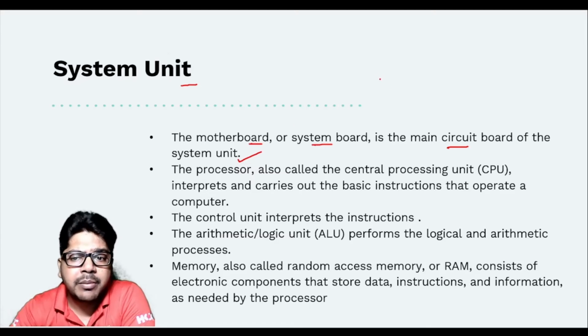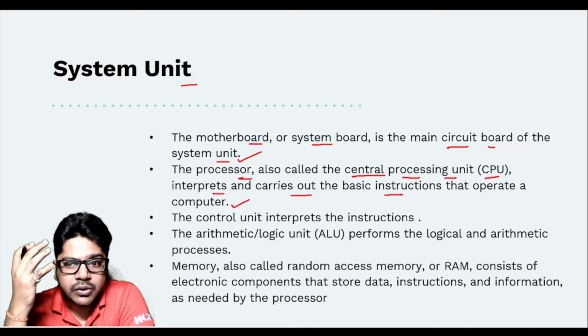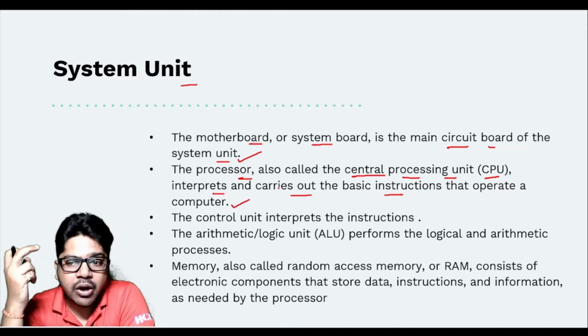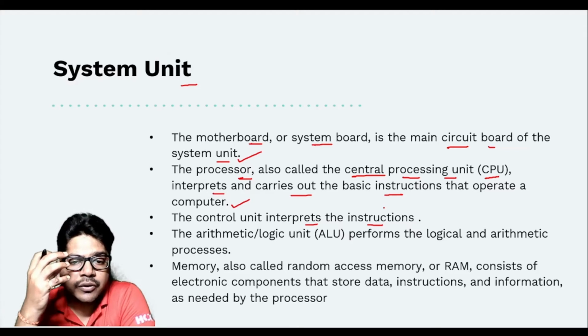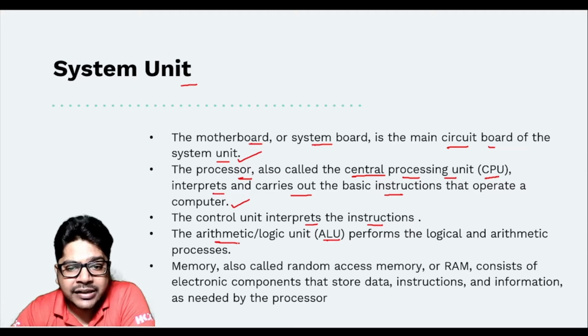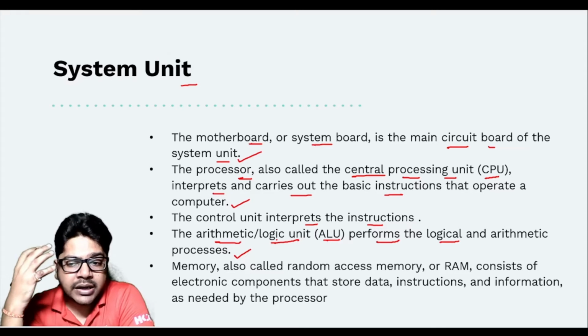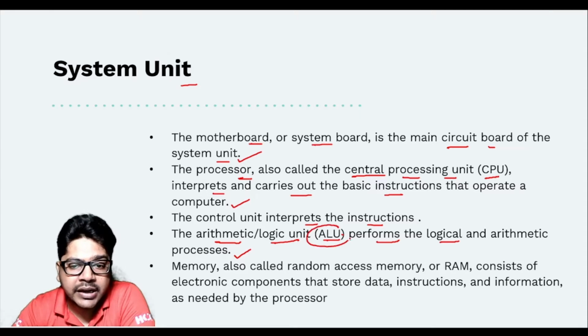The motherboard is the main circuit board of the system unit, and the processor, also called the central processing unit, CPU, interprets and carries out the basic instructions that operate a computer. The control unit interprets the instructions which you are giving to it. And then there is the ALU, the arithmetic logical unit, which performs logical and arithmetic processing. So if you are doing some arithmetic and logical operation, that part of the computer is called the ALU.